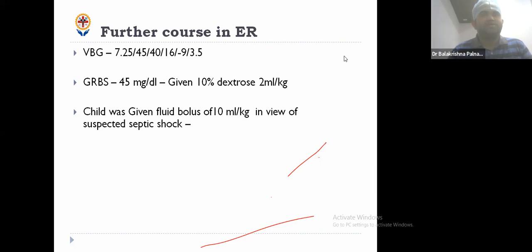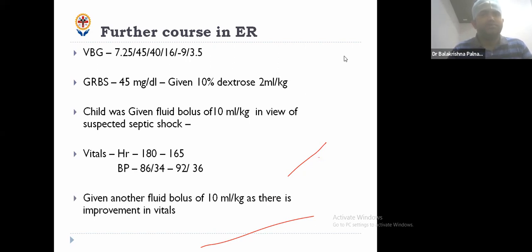So we suspected septic shock initially for this child. As such, the child is having fever, cough, cold, everything with warm peripheries and all, CRT prolonged. So we suspected septic shock initially. So we gave a fluid bolus of 10 ml per kg. In the vitals, the heart rate decreased from 180 to 165. Definitely the BP also got better, from 86 by 34 to 92 by 36.